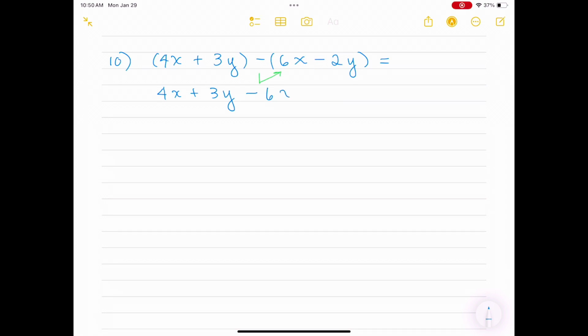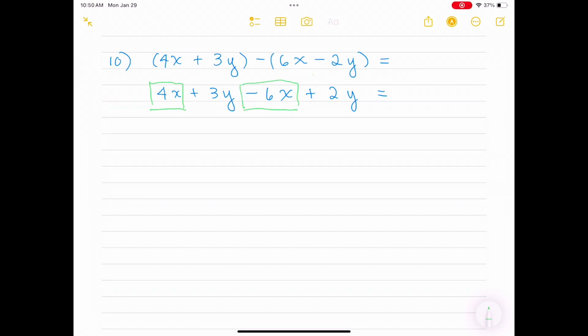6x becomes negative 6x, and then we have negative 2y, which changes to positive 2y. So we have 4x plus 3y minus 6x plus 2y. Next, we gather like terms.